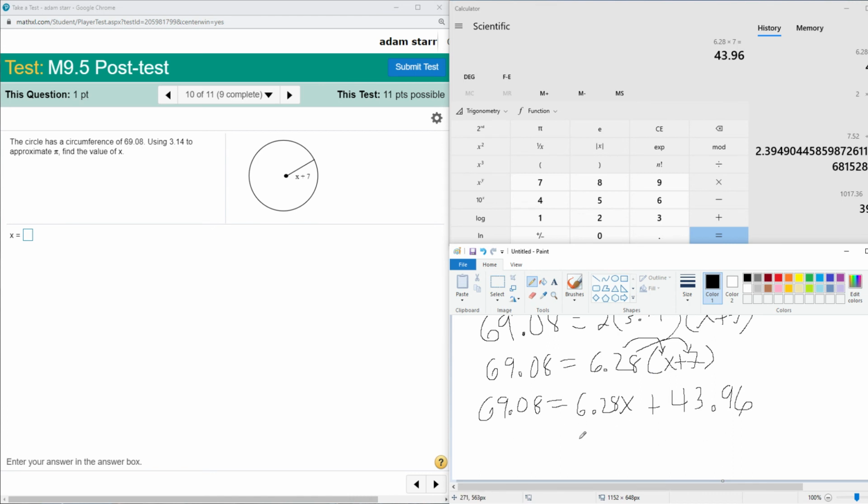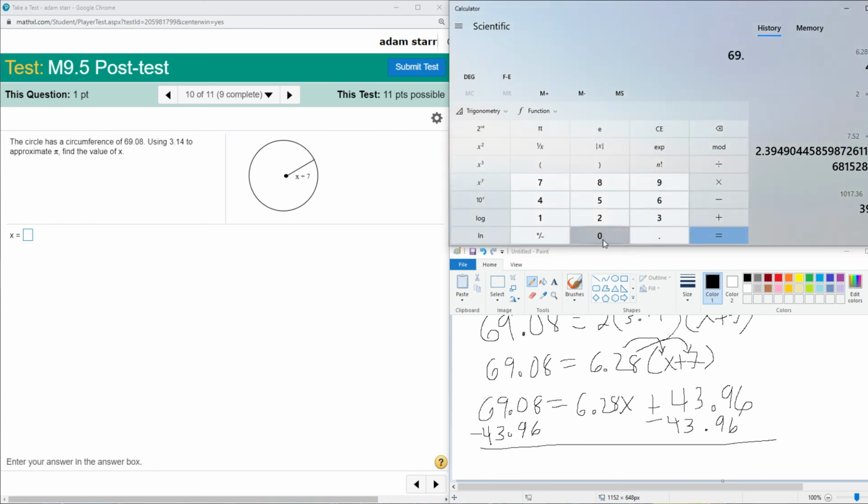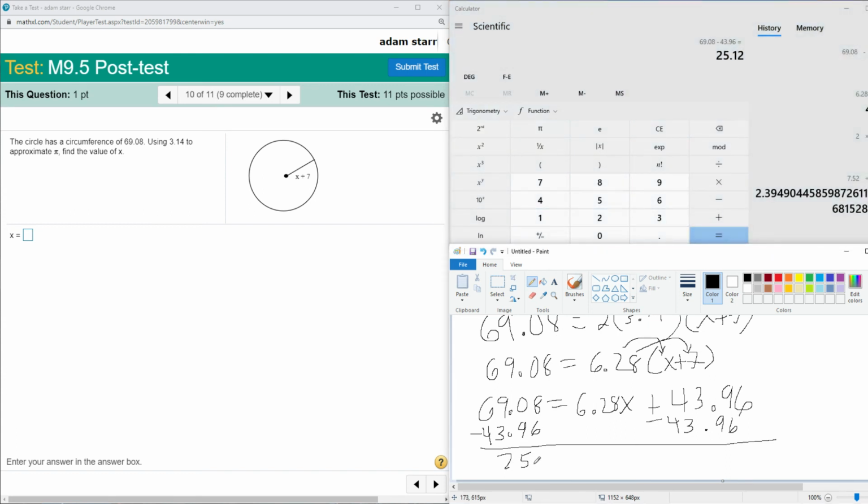Now I have this equation, and here's the x. So to be able to solve this for x, the first thing I'm going to do is subtract this 43.96 on both sides. So I have 69.08 minus, I'm being very careful in typing this in correctly, minus 43.96. 69.08 minus 43.96, and that is 25.12 equals 6.28x.